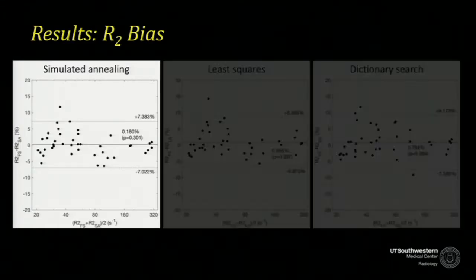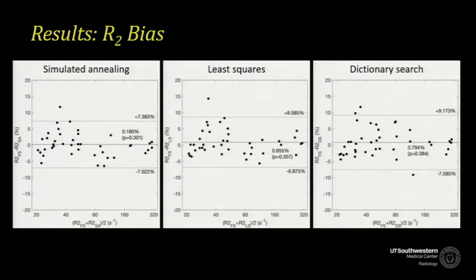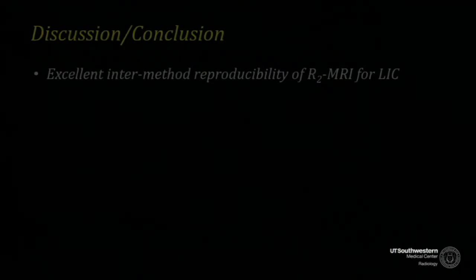We looked for a bias. We did a Bland-Altman analysis. We have the difference in percent on the y-axis, the average on the x-axis, and there is no significant bias. The average is 0.18% with a p-value of 0.3. I'm sorry, the fonts are small. And the limits of agreement are about 7%. If you do the same thing with the least squares and the dictionary search, again, it's about 7 to 9%. That's within what the FerriScan interscanner variability has been reported to be. It's about 9 to 10% for those.